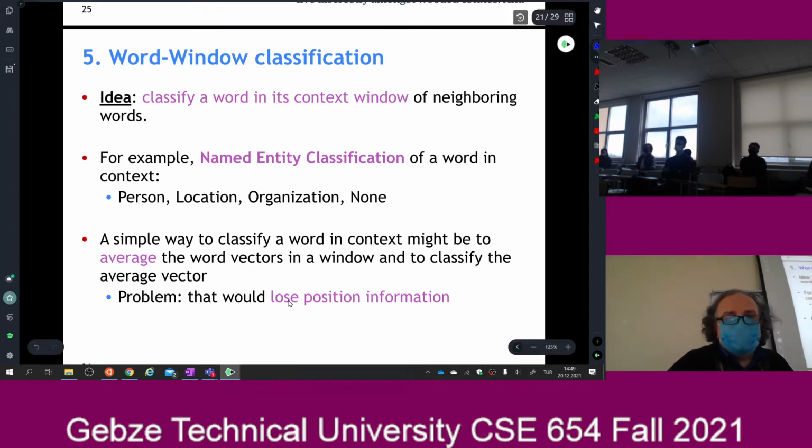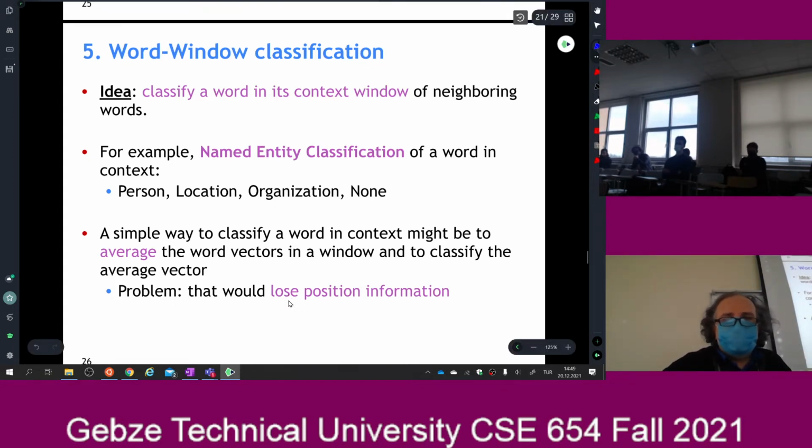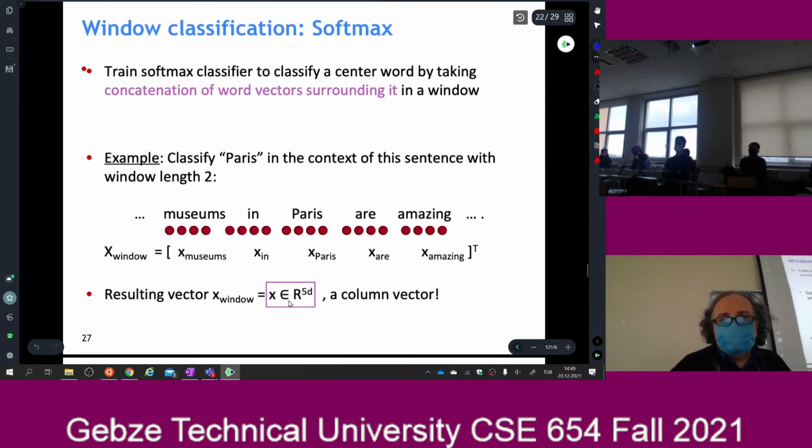Okay, simple way to classify a word in context might be average the word vectors in a window, classify the average word. Okay, you could do that. Let's say this one says that if I have 5 words, just add them together, all the word vectors, and take the average, but that would lose the position information. Better thing would be like this.